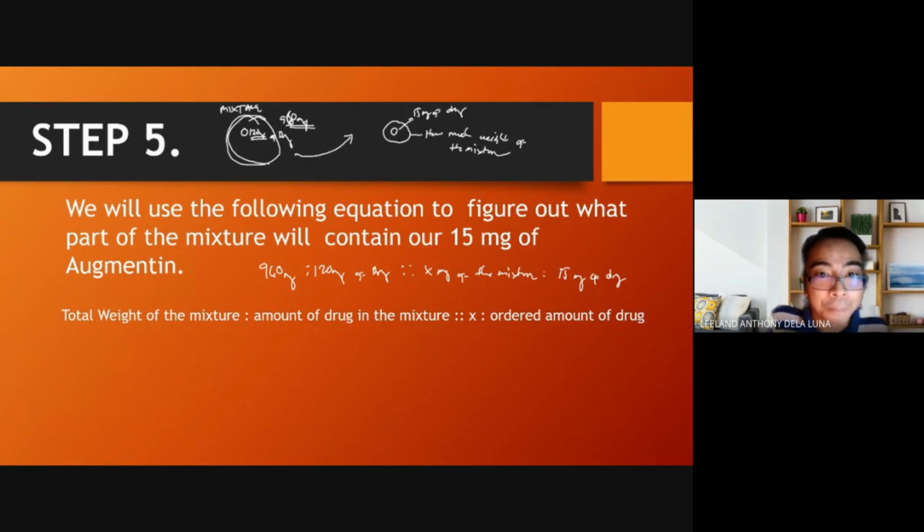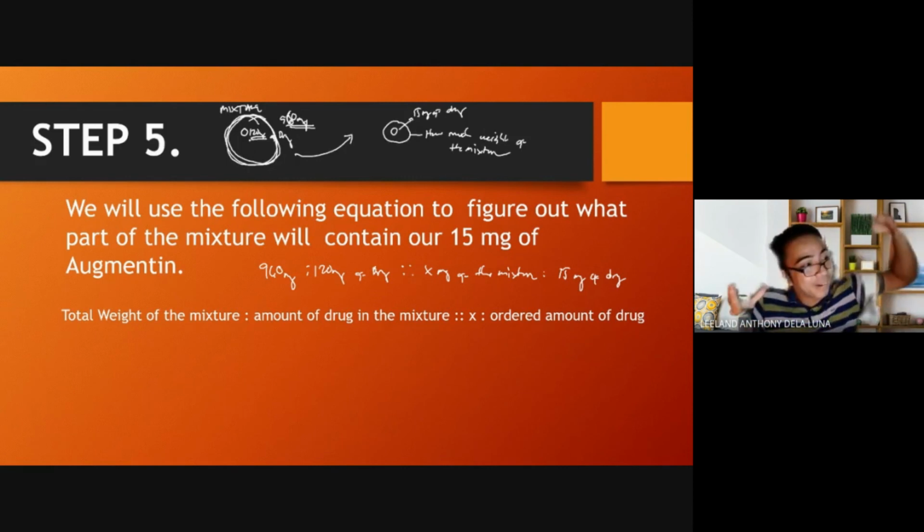This is my total mixture. I scaled it up, right? This is my total mixture, which contains 120 milligrams. So, meaning, in 960 milligrams of this mixture, it contains 120 milligrams of Augmentin. Now, I only need 15 milligrams of that. So, from this total mixture, since it's already mixed, it's all blended. What total weight of this mixture will give me 15 milligrams of my drug? Can you imagine? Because I scaled it up, right? So, I can use ratio and proportion now.